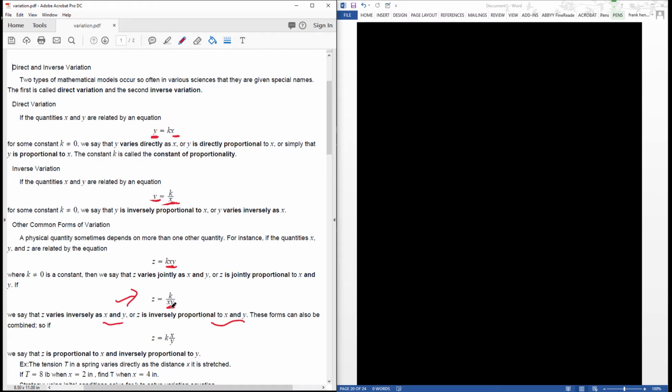Sometimes they can be combined. You can say in this case, z is proportional to x and inversely proportional to y. So let's look at some examples here.